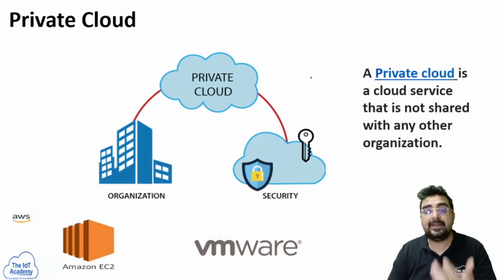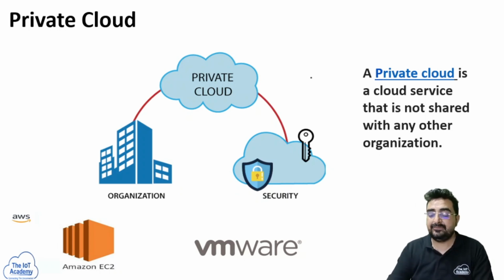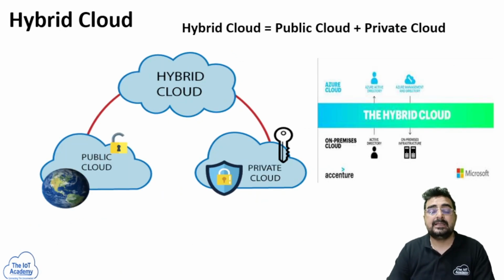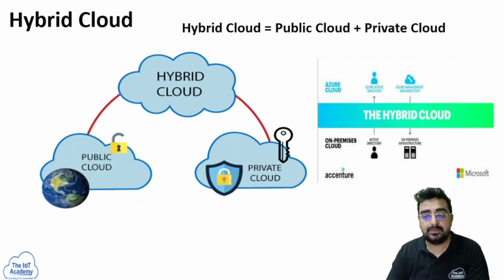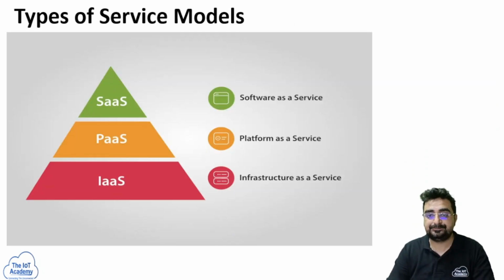Now another is the private cloud. This cloud service is not shared with another organization. Only a single organization uses the cloud service, like VMware, Amazon EC2. Then the next is hybrid cloud, the combination of public and private cloud. Like Accenture is developing their hybrid cloud with the help of Microsoft Azure.